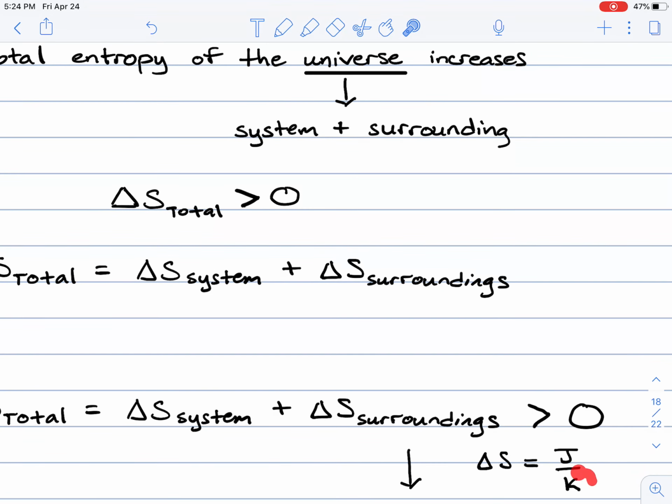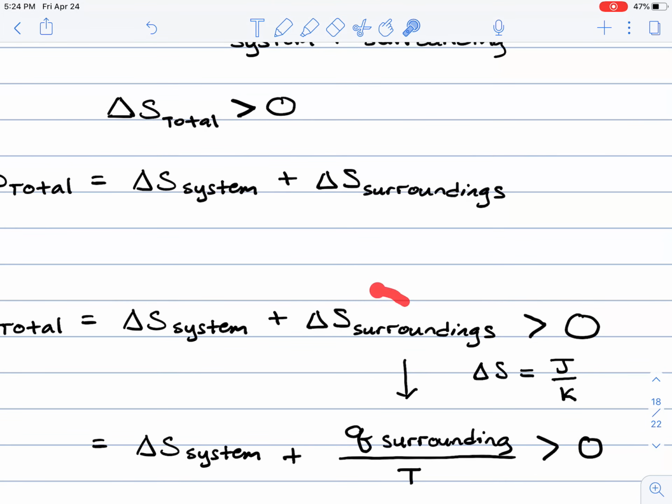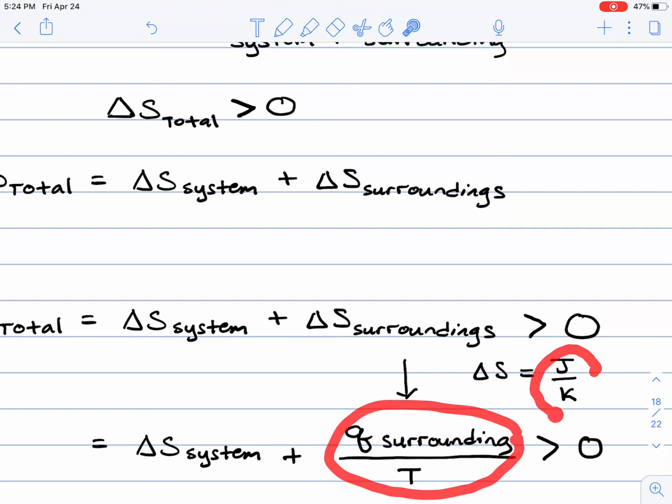And so Kelvin is a unit for temperature, and joules is a unit of energy. And since we're talking about thermodynamics here, we're simply talking about heat as a form of energy. And so we can go ahead and replace this term, the change in the entropy of the surroundings, to reflect the heat of the surroundings divided by temperature. And so this expression here is simply the unit that describes entropy of the surroundings, or just change in entropy in general.